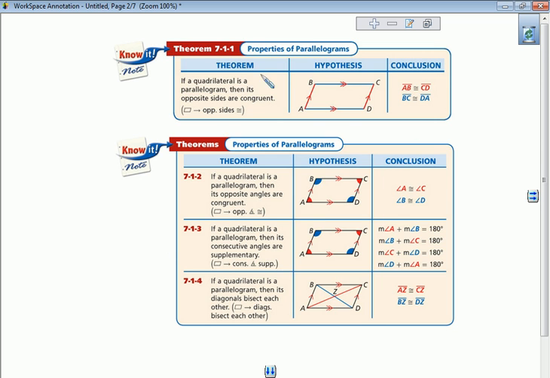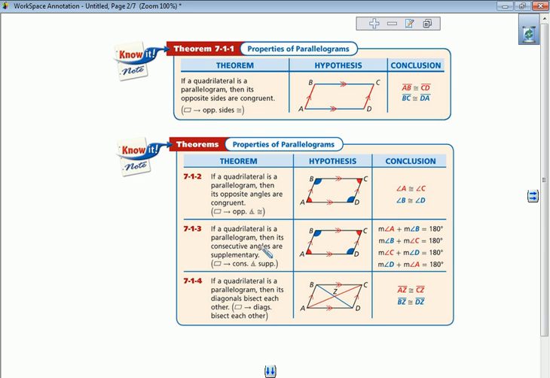Now, these are some things that we know must be true given the parallelogram. If a quadrilateral is a parallelogram, then its opposite sides are congruent, and we could prove this. We just did. Corresponding parts of congruent triangles are congruent. If a quadrilateral is a parallelogram, then opposite angles must also be congruent. Well, we could prove this by drawing in the 2 different diagonals and proving 2 different congruent triangles. Corresponding parts of congruent triangles must be congruent. So we know that opposite angles must be congruent.